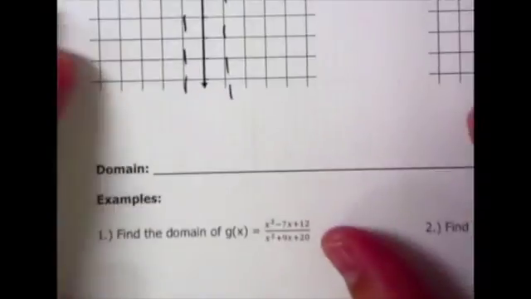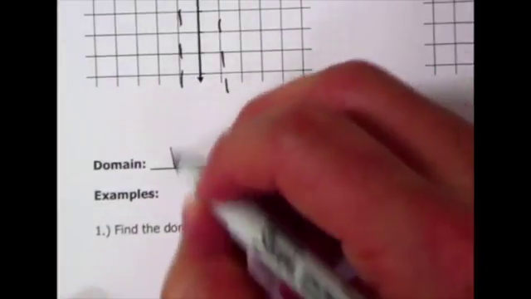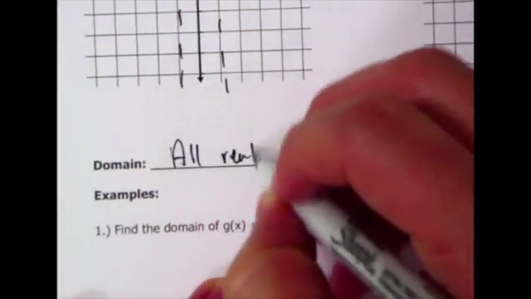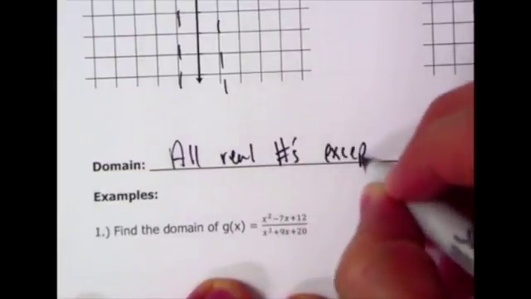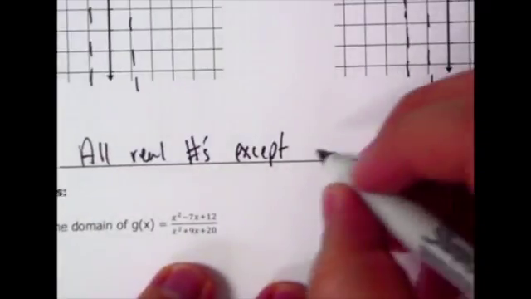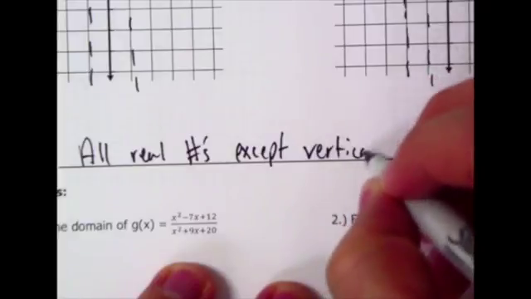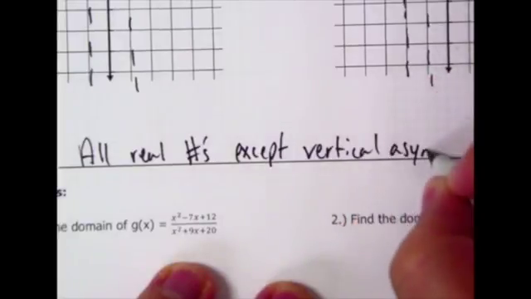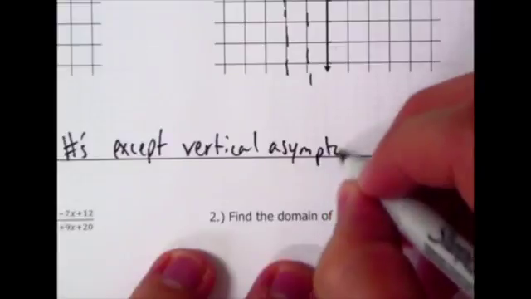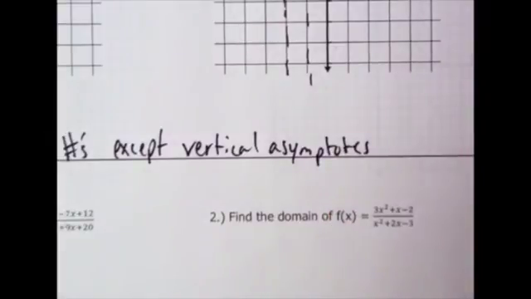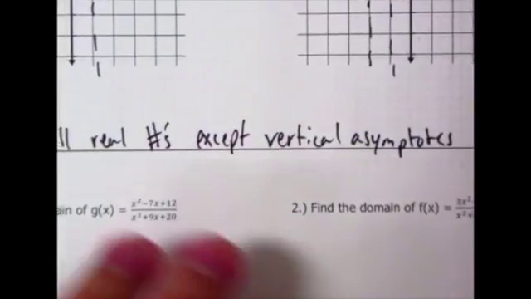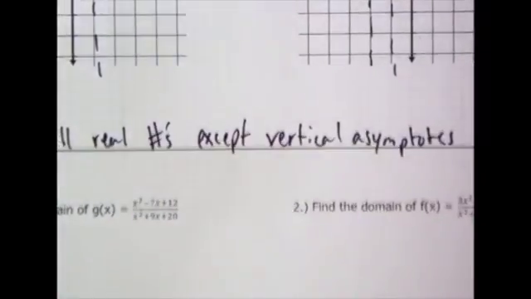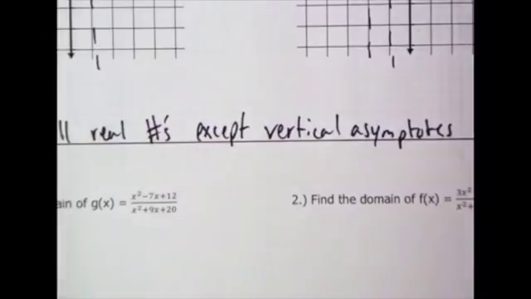So domain will be all real numbers except vertical asymptotes, whatever those are. All real numbers except vertical asymptotes. So, we could find the domain.